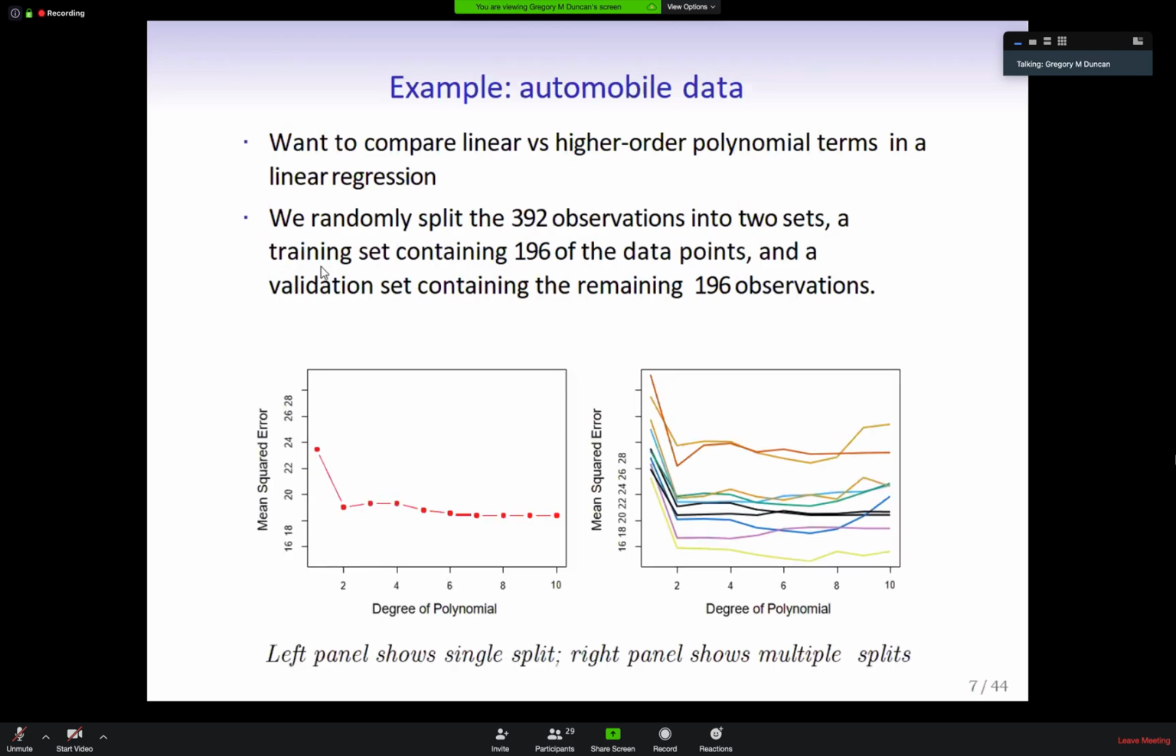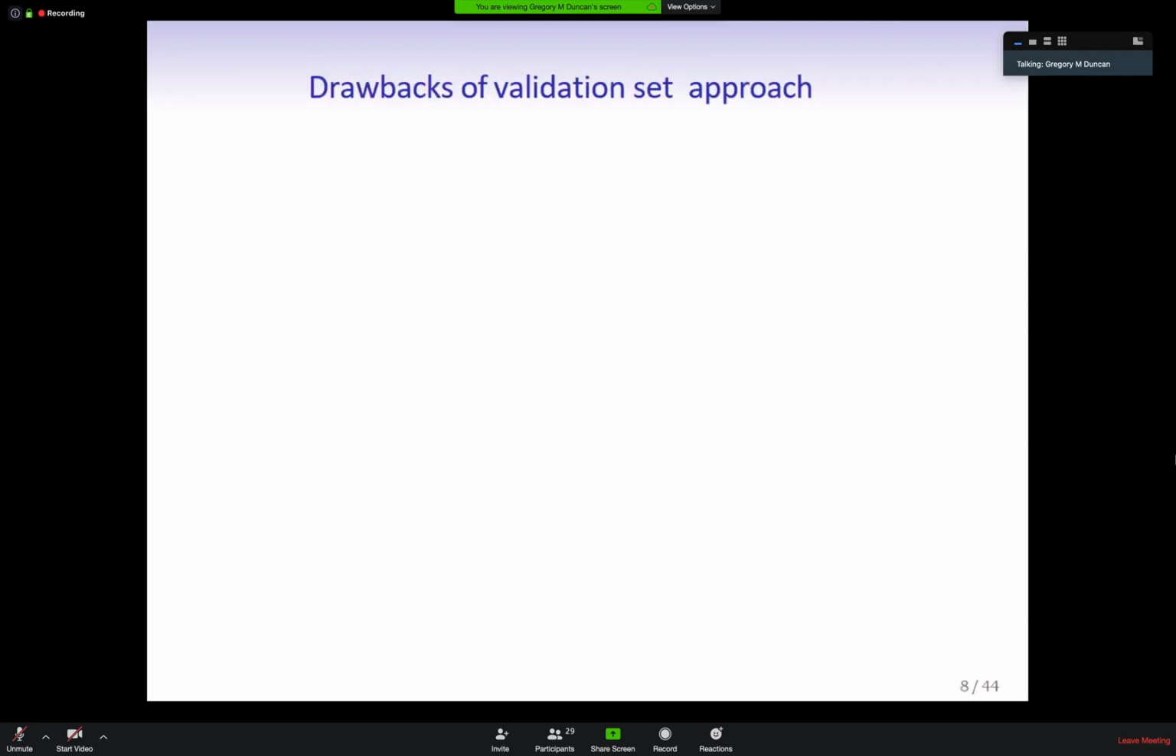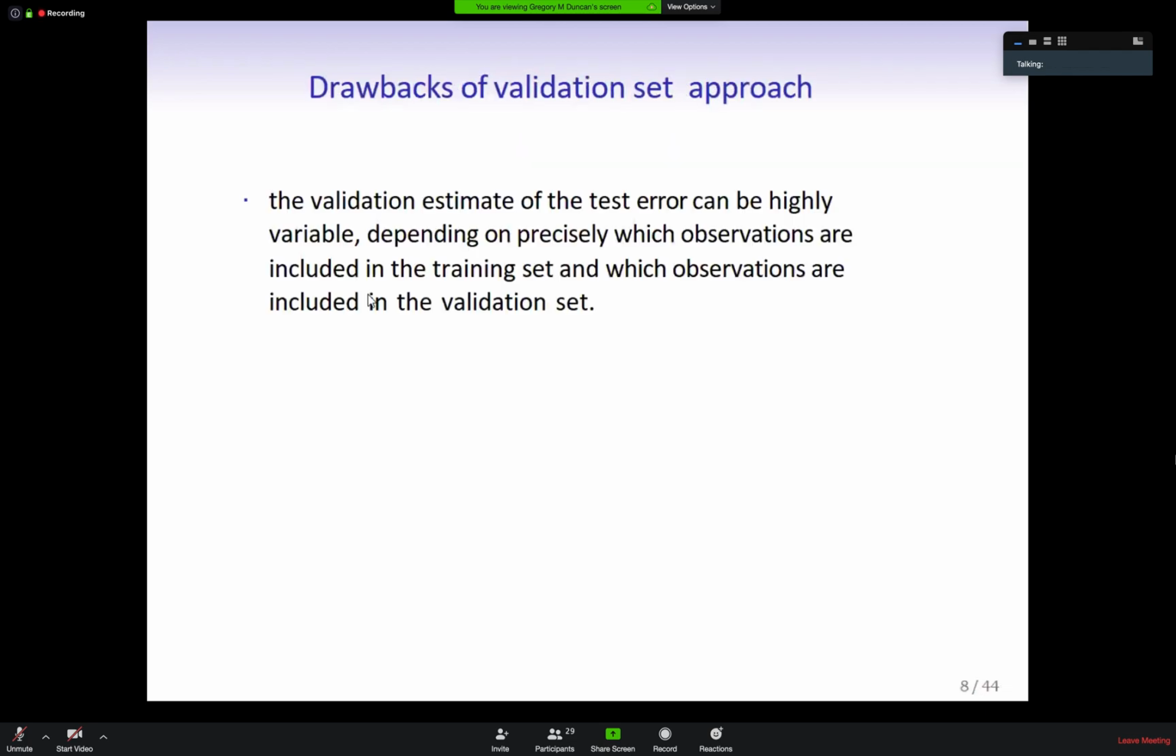And so we look at the mean square error with a single split and the mean square error with many splits. Here's what the problem is with this. The validation estimate of the test error can be highly variable depending on precisely which observations are included in the training set and which are in the validation set. We hope that randomization handles that, but you could be unlucky.